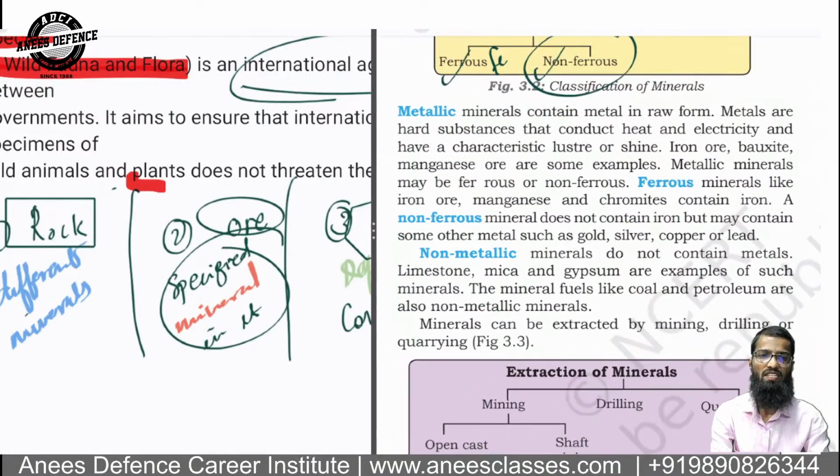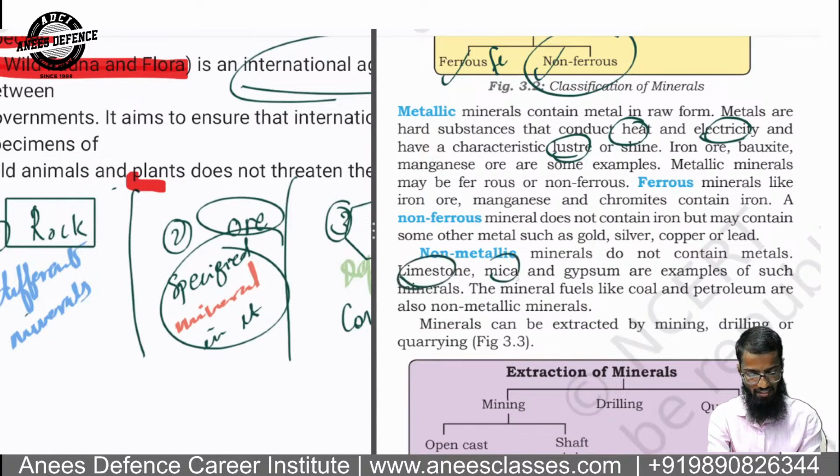So now the metallic minerals contain metal in raw form. Metals are the substances that conduct heat and electricity and have characteristic luster. Iron ore, bauxite, manganese are examples of metallic minerals. Non-metallic minerals are non-metals like limestone, mica and gypsum. Is it clear? Limestone, mica and gypsum are the examples of what? Non-metallic minerals. Is it clear?